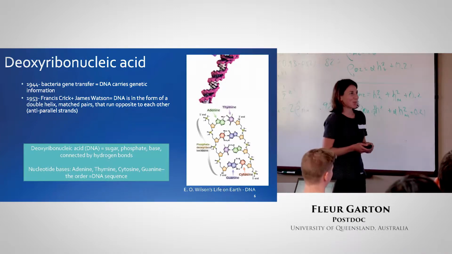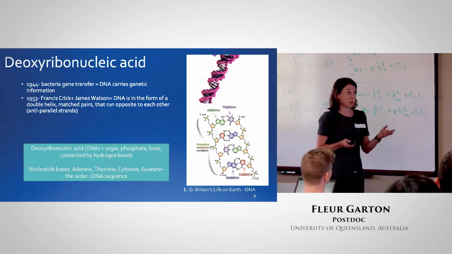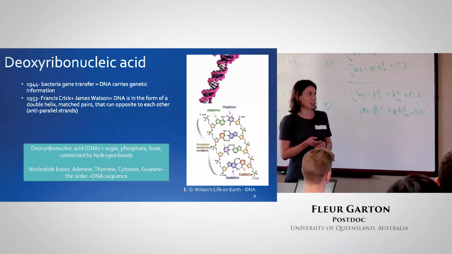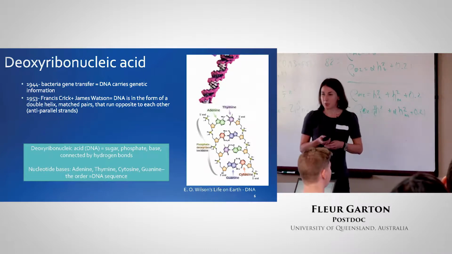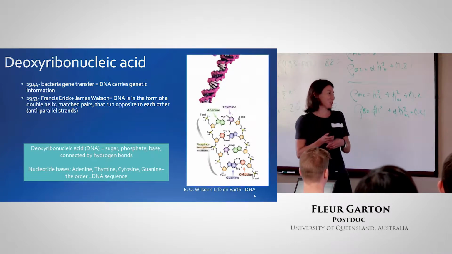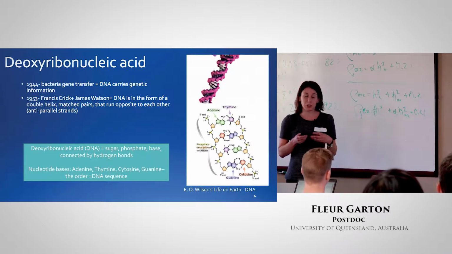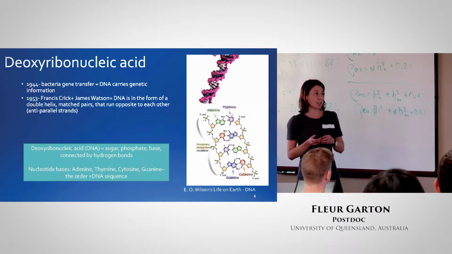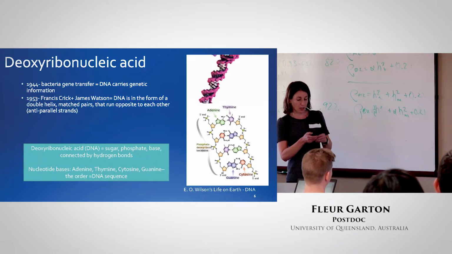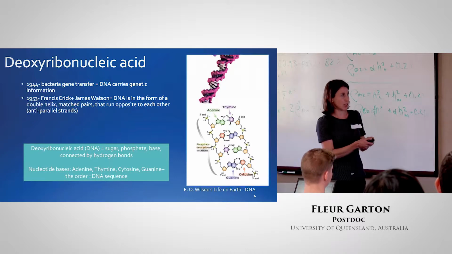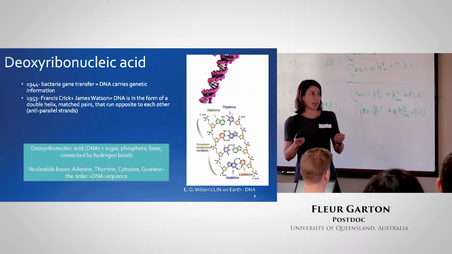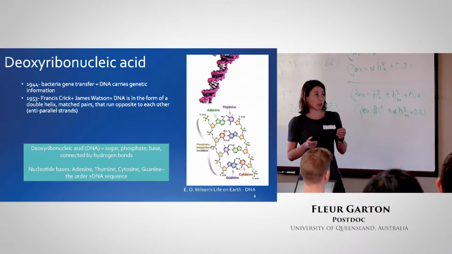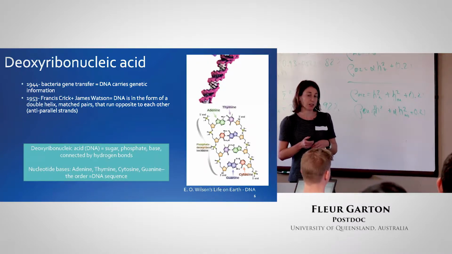Okay, so, as we also know, Rosalind Franklin showed Francis Crick and James Watson her X-ray crystallography picture, and they were able to deduce that DNA is in the form of a double helix, as you can see here, or a spiral staircase, where you've got matched pairs of bases that run opposite to each other, so it's in an anti-parallel structure.